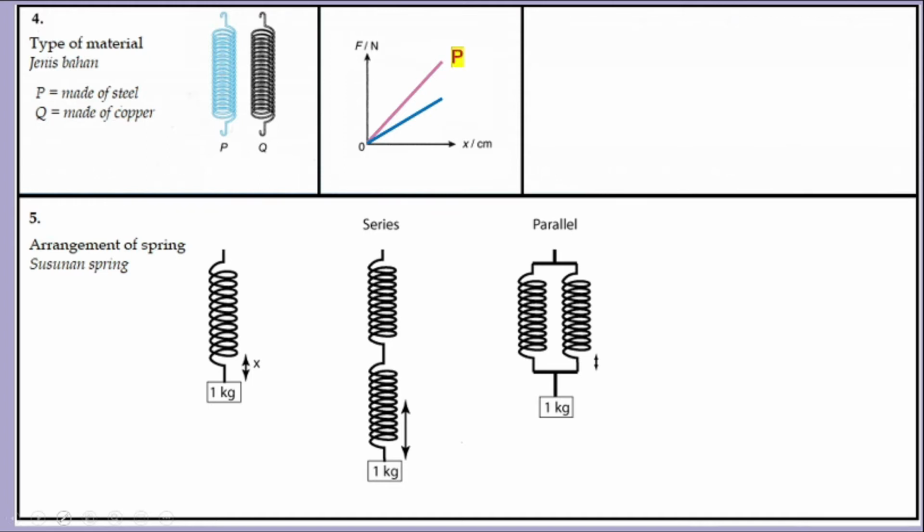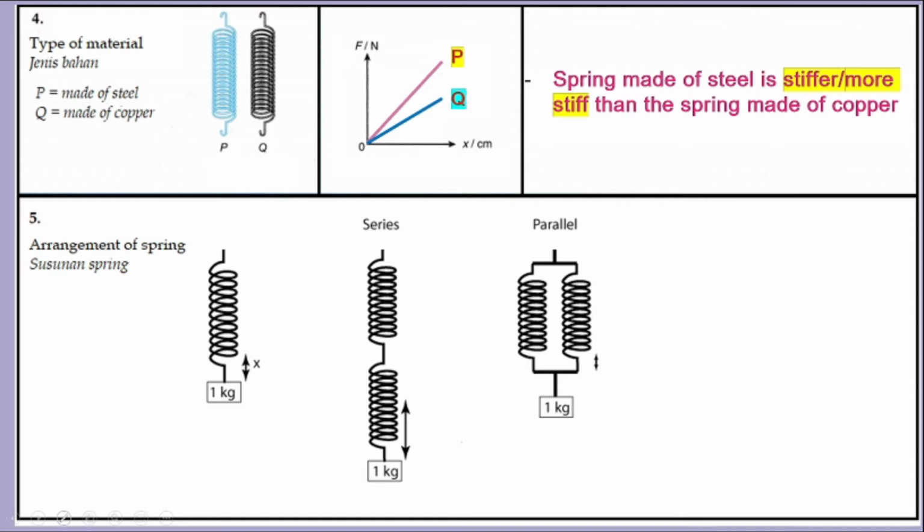Okay, so P is made of steel, duduk kat atas. Q made of copper, duduk kat bawah lah. Means the lower the gradient. Okay, cikgu. So kita kata spring made of steel, stiffer. Okay, tu cikgu dah ulang banyak kali, tak payah sebut dah lah.